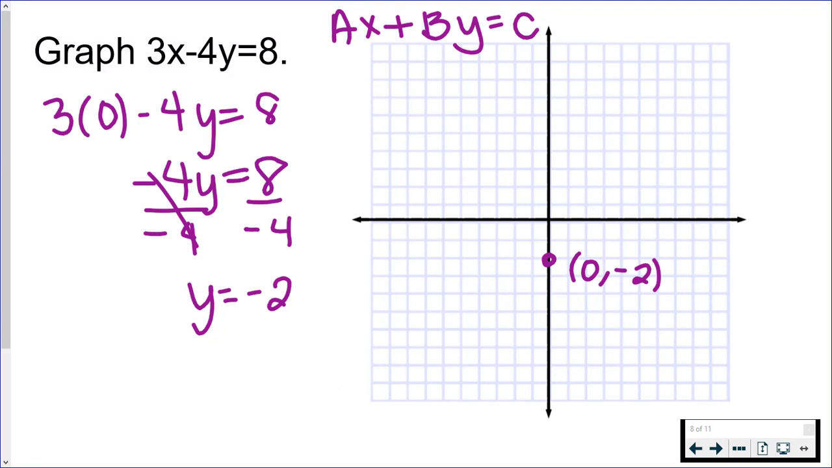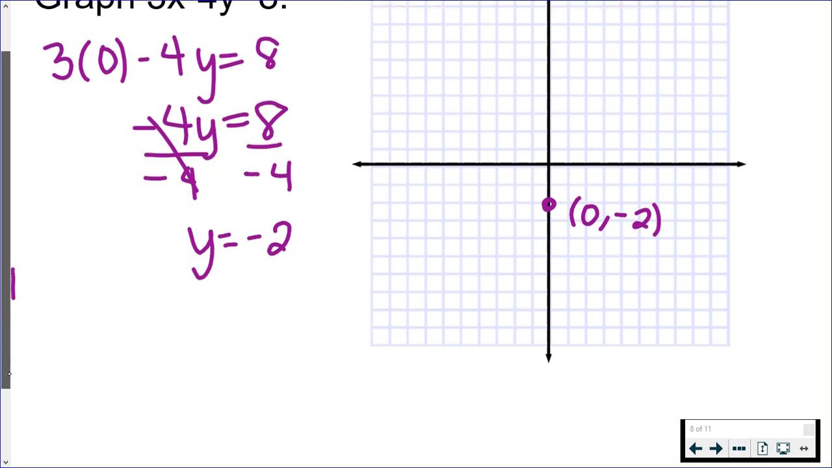So if I plugged in x equals 0, this point has an x value of 0, and I got out of it a negative 2. That's my output, so I have a y value of negative 2. Now I'm going to do the same thing with plugging in y equals 0.